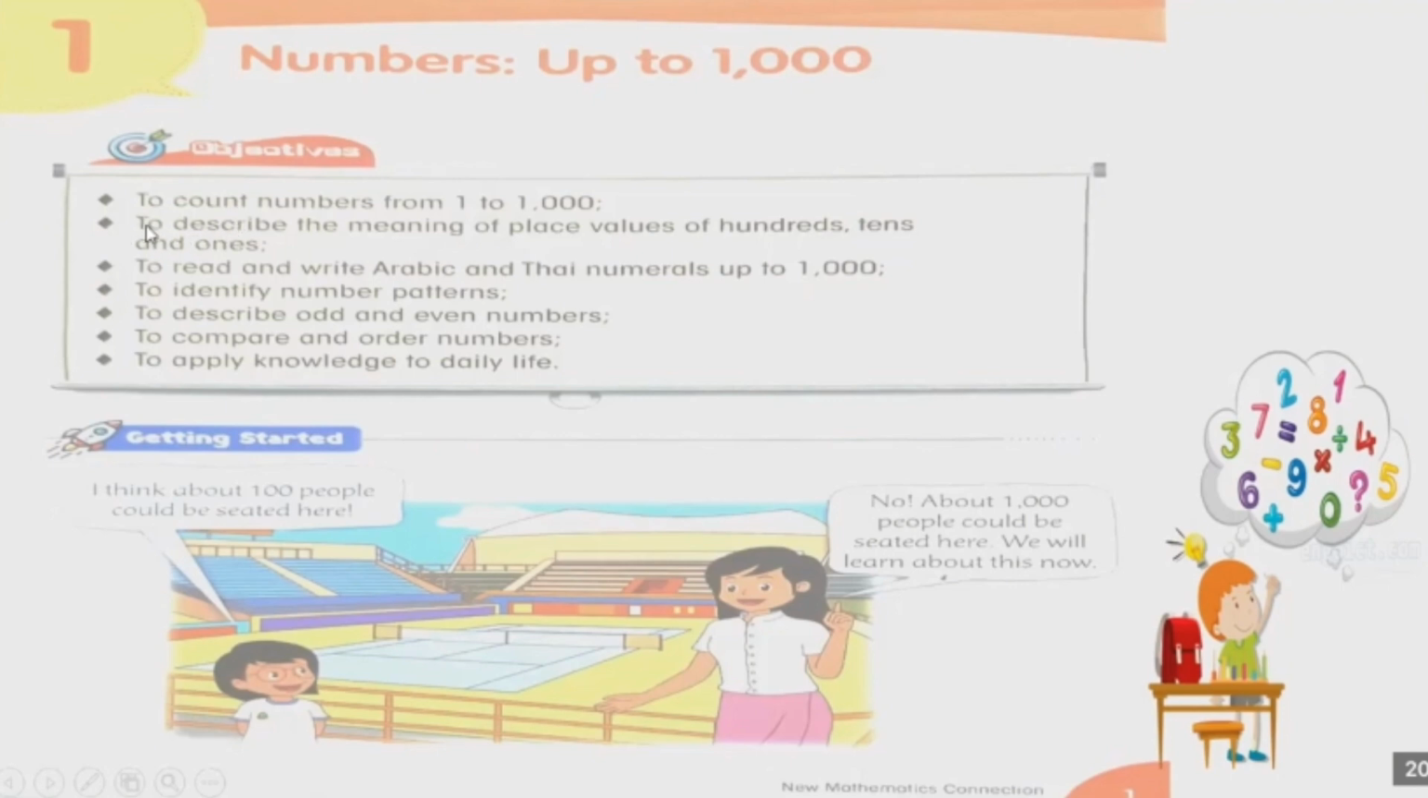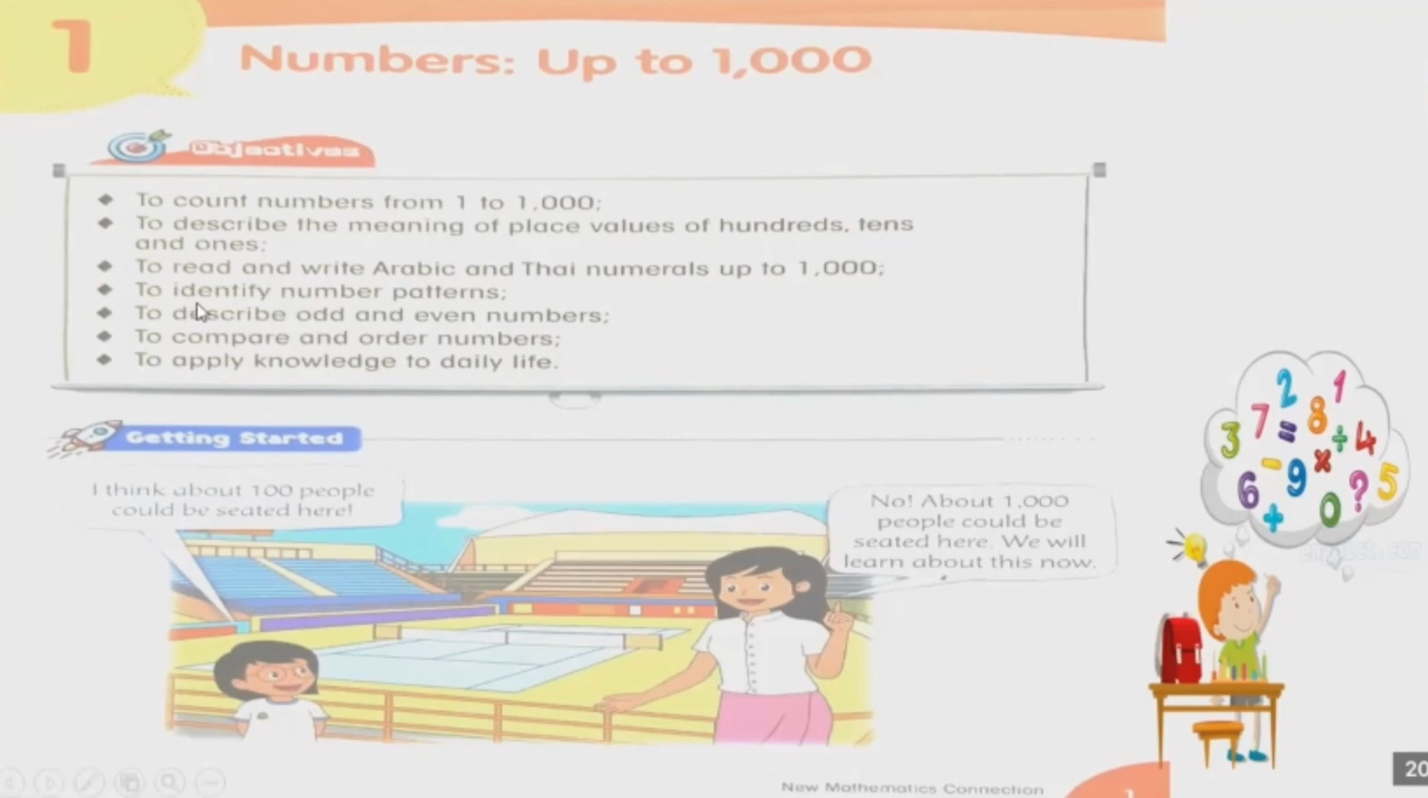And secondly, to describe the meaning of the place values in the hundreds, tens, and ones. And the third one is to read and write Arabic and Thai numerals. So when you were in grade one, I taught you how to read and write Arabic and Thai numerals, but the numbers were up to 100 only. So at this time, you will be learning up to 1000.